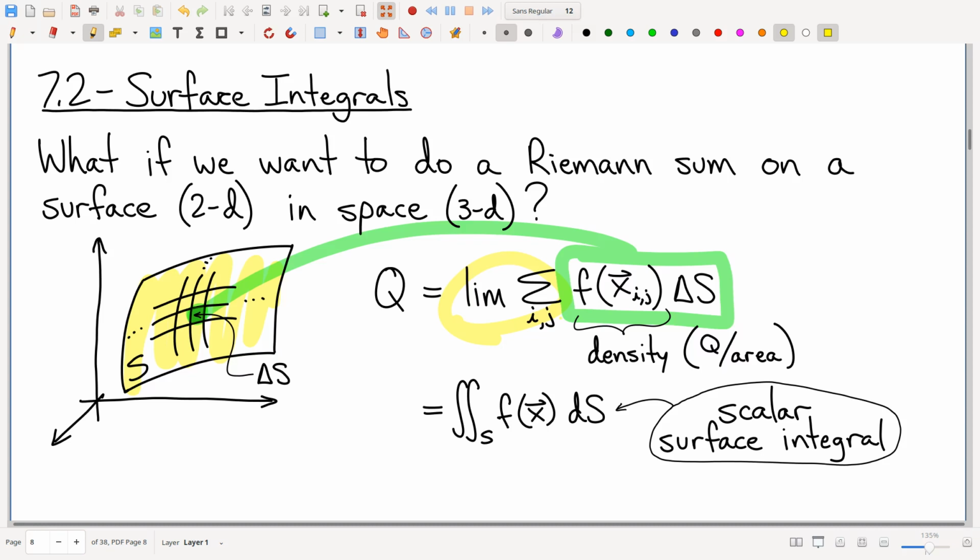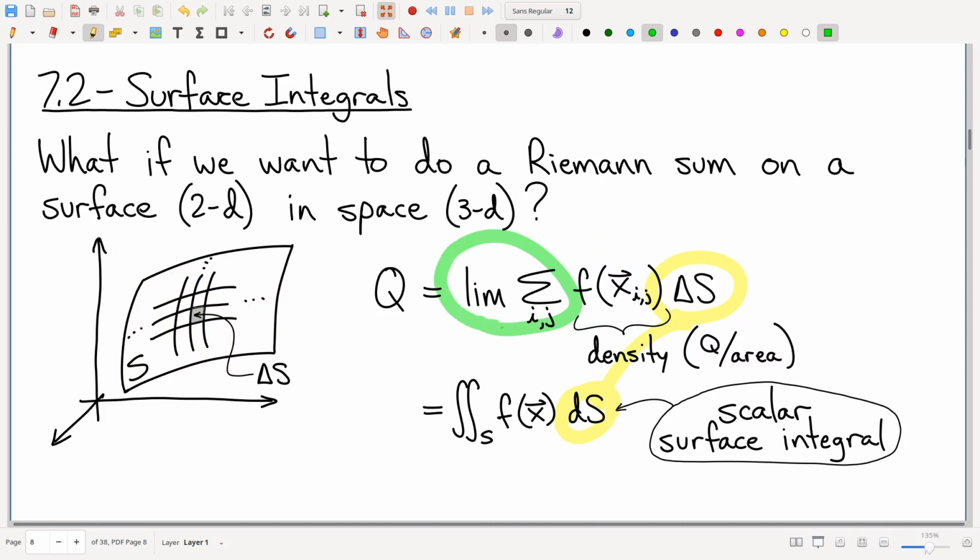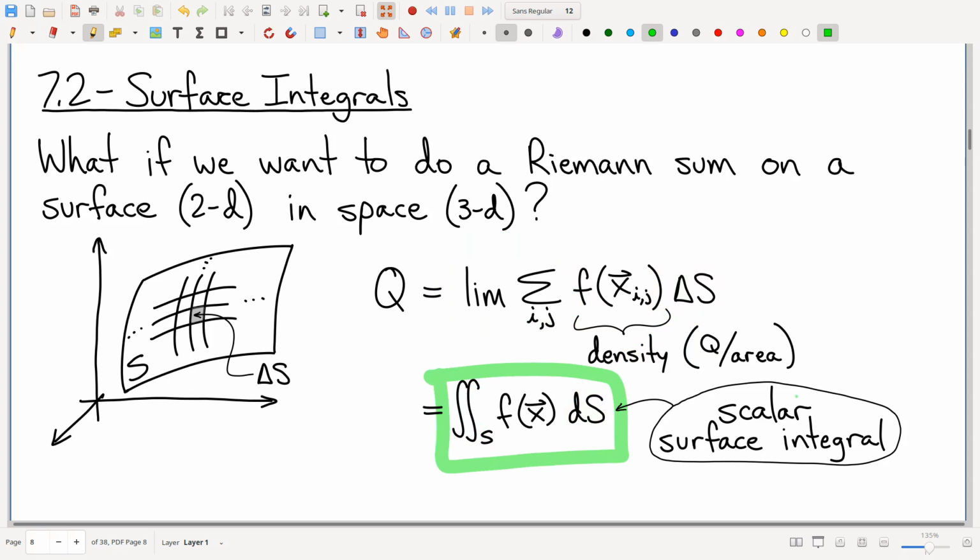And the notation that we use here, again, this being a rip-off of old ideas, we're going to rip off old notations. Areas like so, adding up over the entire surface, as you might expect, like that. And thus we have ourselves a new notation for a new kind of integral. This is what we're going to call a scalar surface integral.